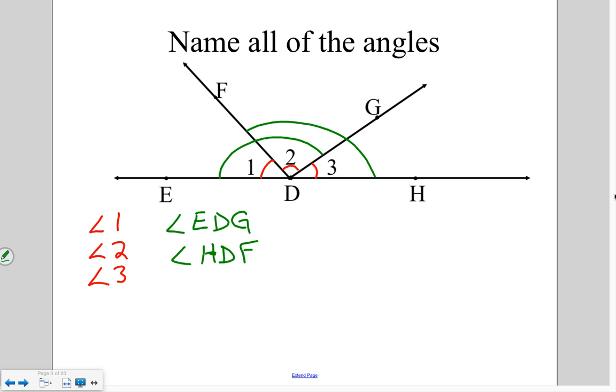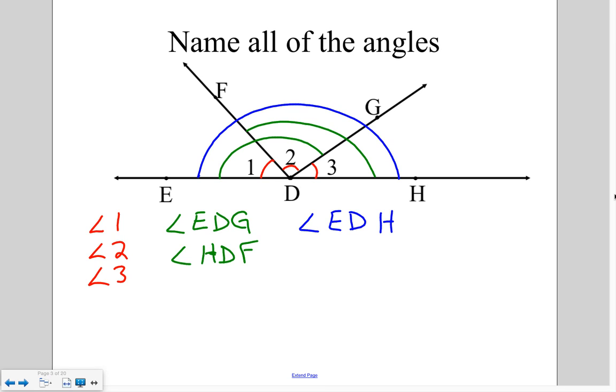Okay, there's 2 more, right? Now there is one more angle, and this angle doesn't look like an angle, but it is. It's one that starts here at DE and goes all the way over to DH. We call this, and we're actually going to classify, it's called a straight angle. It makes a straight line, right? But it's still an angle, and we're going to name it angle EDH, right?